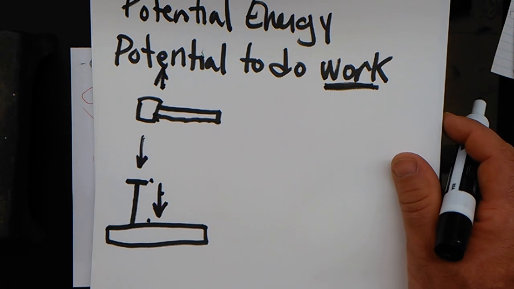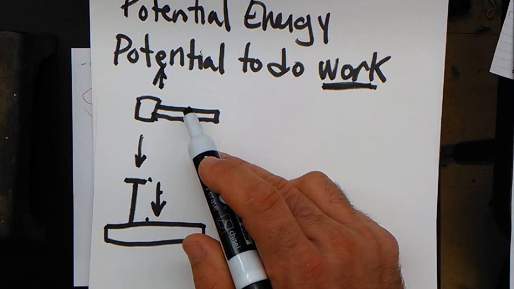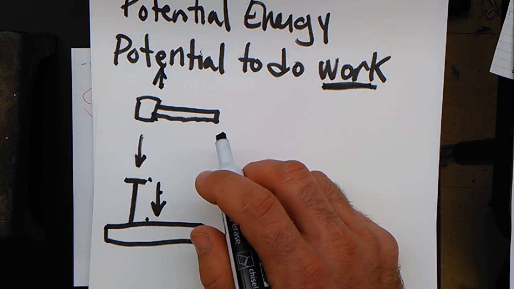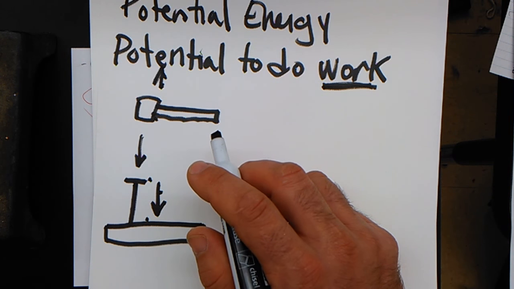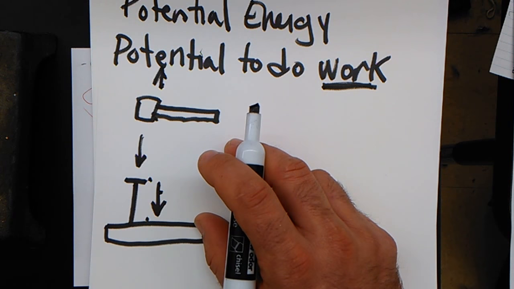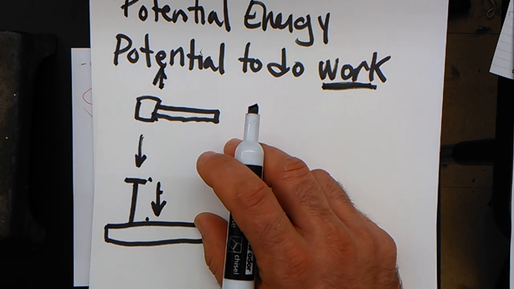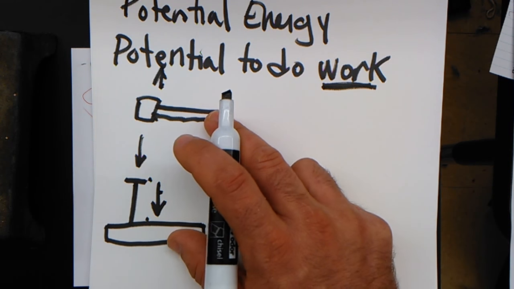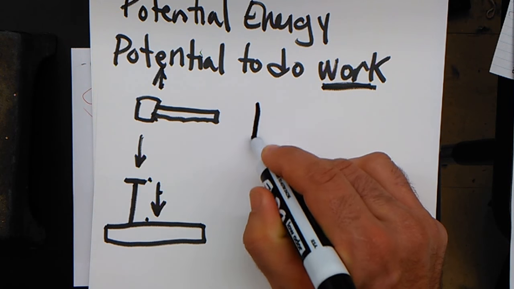So if I were to drop this hammer on my toe from 1 inch, it may not hurt too much. Maybe it'll be a little sting. If I bring it up higher to a foot, it may hurt a lot more. It's going to do more work. Now, if I lift it up 10 feet and I drop it, you might end up in a hospital. So potential has something to do with height.